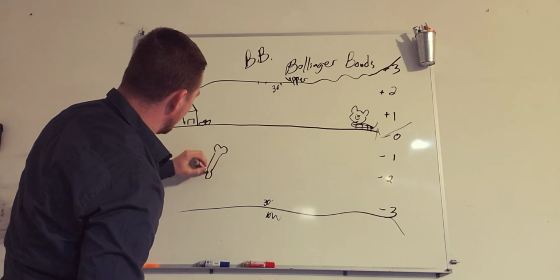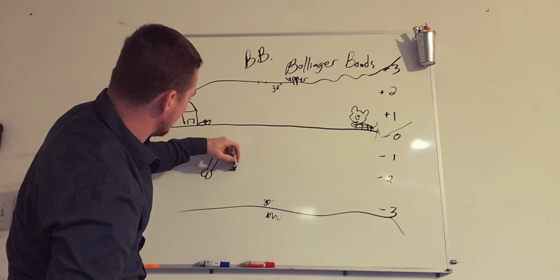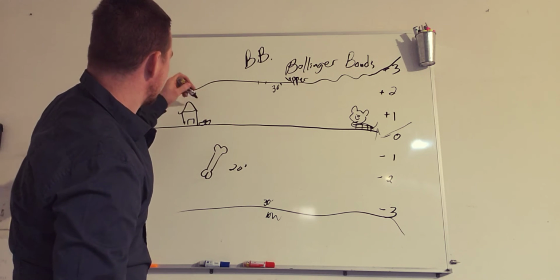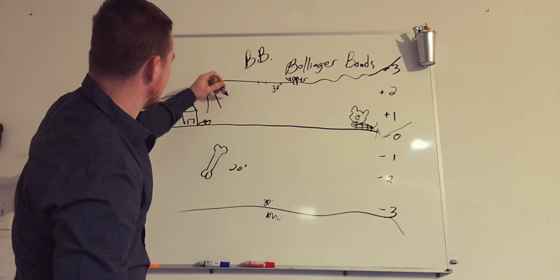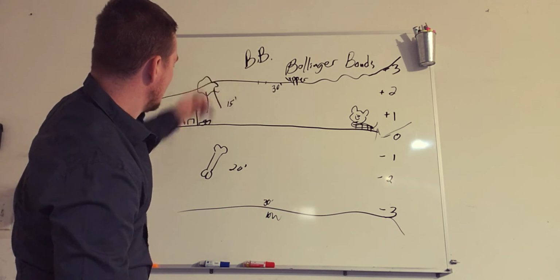All right, got his bone over here. This is the 20-foot range, right? And let's say he's got his favorite tree he pees on right here. This is, we'll say, 15 feet, all right?